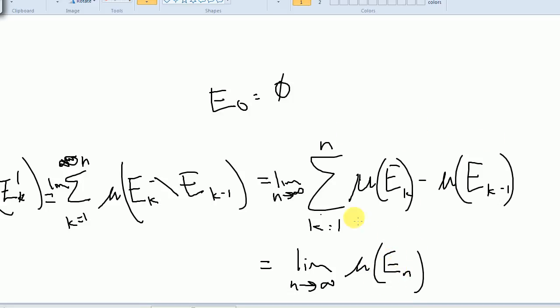This series telescopes very nicely and just gives us one term that we have to worry about. So these two series are actually equal to each other. And so the limits are equal to each other. And that right there is what we wanted to prove.